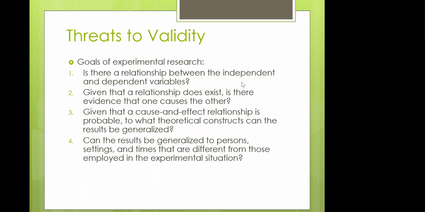So, threats to validity. We want to keep in mind that there are goals of experimental research, and those goals are to think about things in a couple different ways. First, is there a relationship between the independent and dependent variables? And if there is a relationship, is there evidence that one causes the other? And if you have that cause-effect relationship, then what theoretical constructs can be the results? And can those results be generalized? So let's delve into this a little bit more.